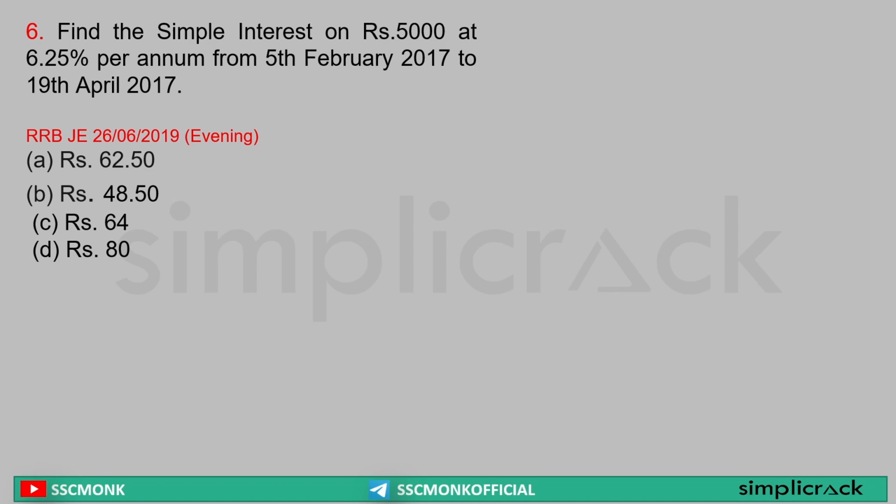Next, find the simple interest on 5000 at 6.25% per annum from 5th February 2017 to 19th April 2017. Now first we need to take care of the time. So time 5th Feb to 28th Feb. How many days? Sir, here the total number of days is equal to 24. Yes or no? Yes. Now, for March, how many days? Sir, 31 days. Sir, for April, how many days? Sir, 18 days. Yes or no?